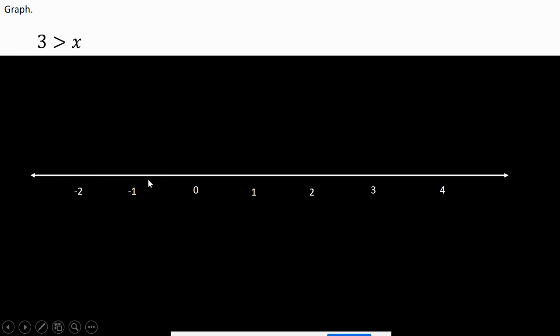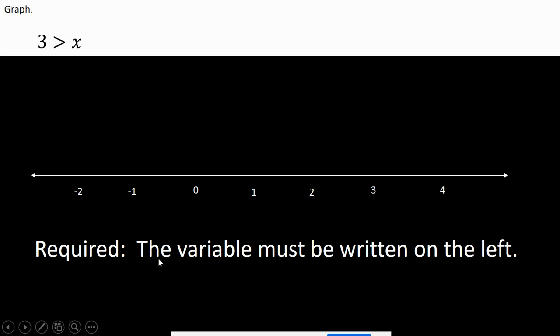All right, so I've given you a couple examples of where this statement is not true right away. The variable must be written on the left. It is not currently that way. So what we want to do here is we want to take the x and write that here. We want to take this 3 and put it here. And the easiest way to do this is notice that this inequality is currently pointing at the x. I just want to keep it pointed at the x. So when I rewrite it, that's how I do it.